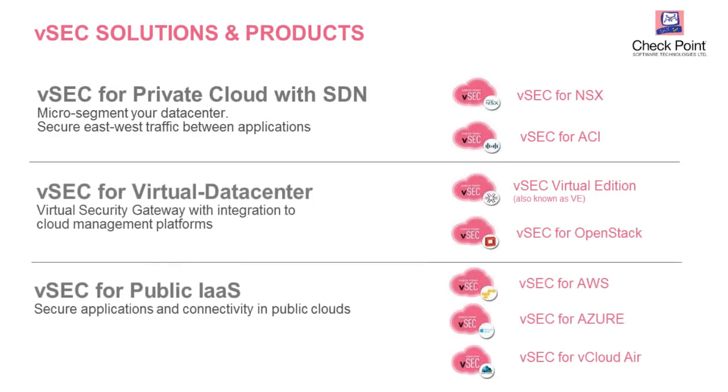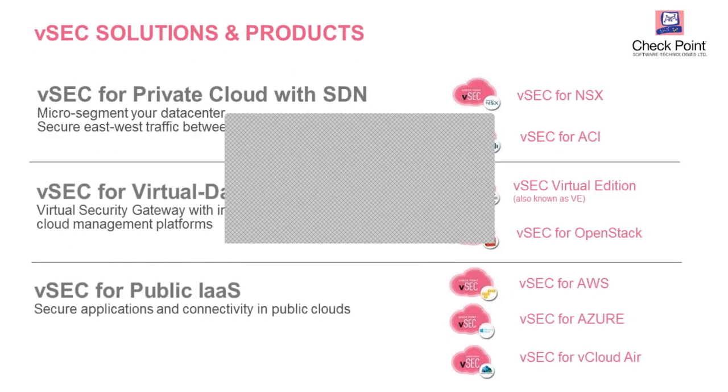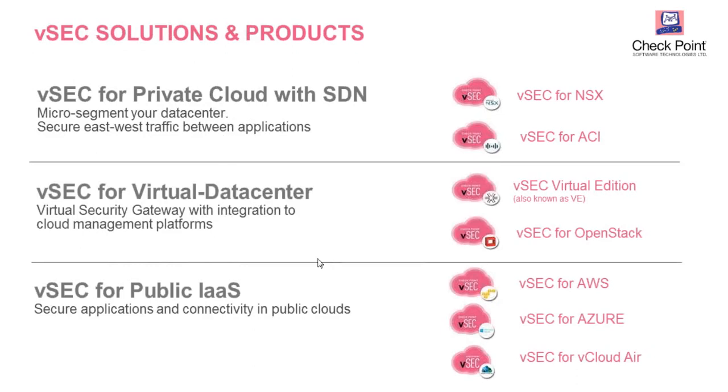When we look at public infrastructure as a service environments, we can secure applications and connectivity into the public cloud. Today we support vSEC for Amazon Web Services and vSEC for Azure. Very shortly, and on the roadmap, we will support vCloud Air.